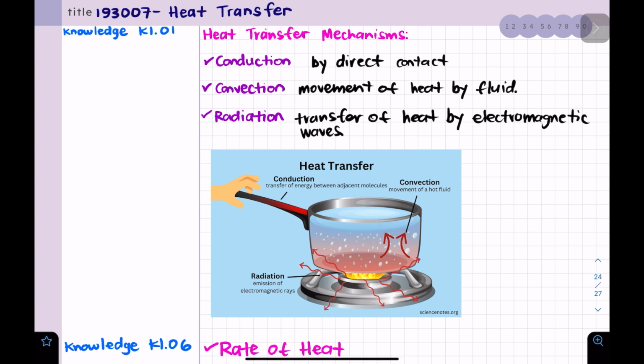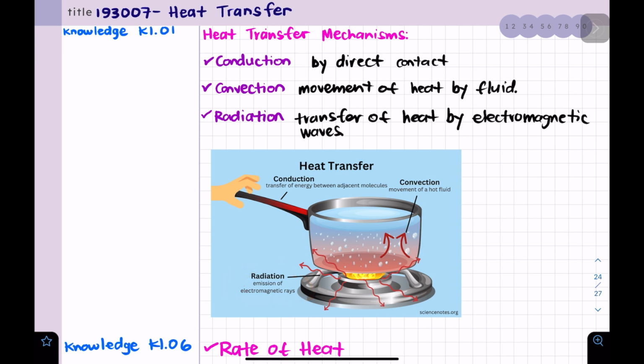Forced convection occurs when there's an external force driving the flow, like when we have a pump. That's why we say that when we don't have the reactor coolant pumps running, we are moving the flow using natural convection. Now the last one is going to be radiation.